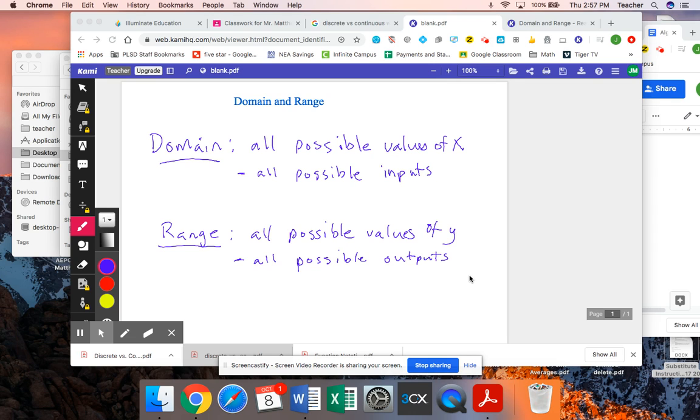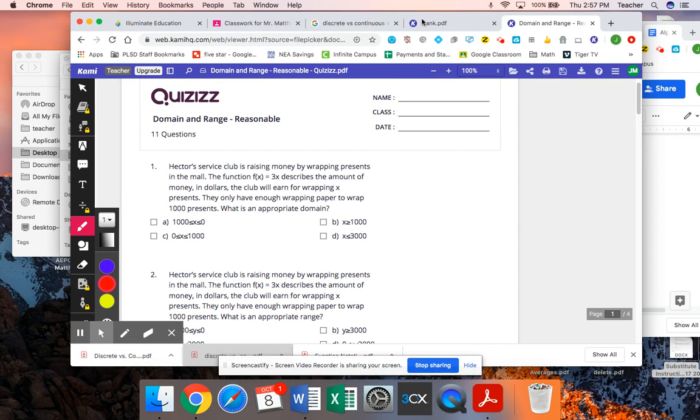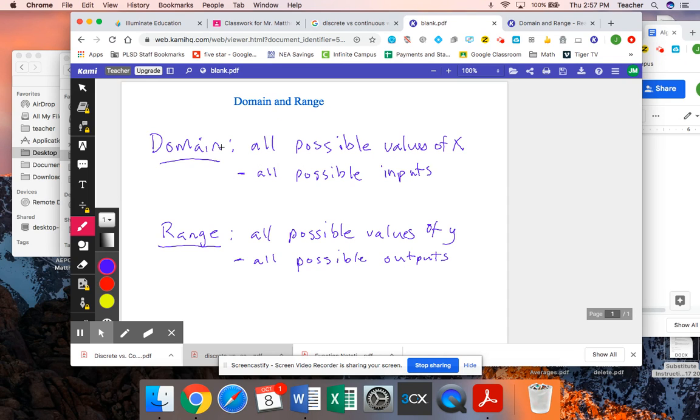All right, we're going to continue talking about domain and range. I've been trying to break it up into small chunks. This time, though, we're going to talk about reasonableness. And I'm going to use this to help us out. Just a quick review, though. The domain, all the possible values of x. Range, all the possible values of y.